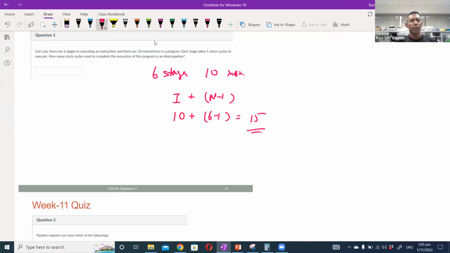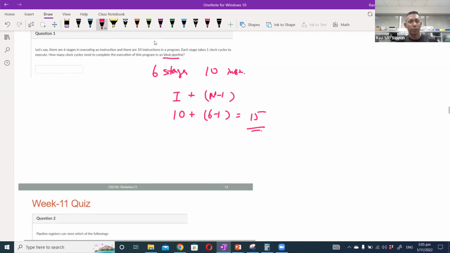All right, so again, this is an ideal pipeline. That means there are no hazards to deal with, so there is no stall in the execution flow. We will come to stall and all this in a while.